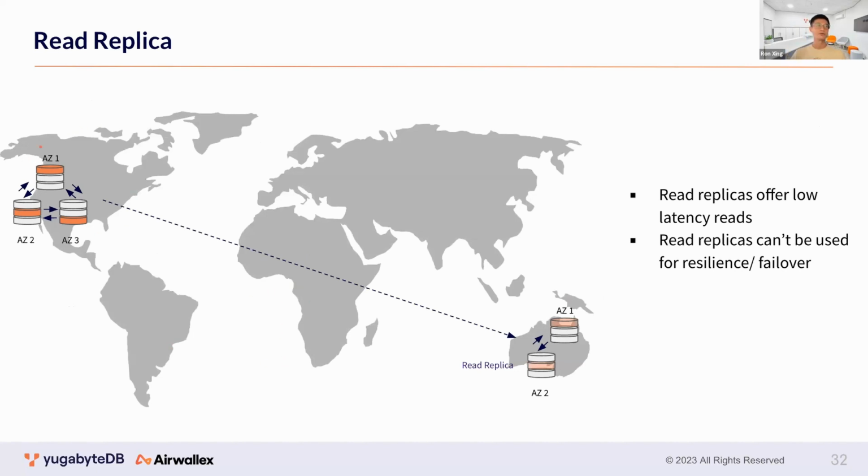For example, you have a primary cluster in the US. Then if you have another application deployment in Australia, you can have two replica nodes in Australia. The replica node in Australia itself will serve very low latency reads to your applications. But just take note that this replica cannot be used for failover in case your primary goes down.